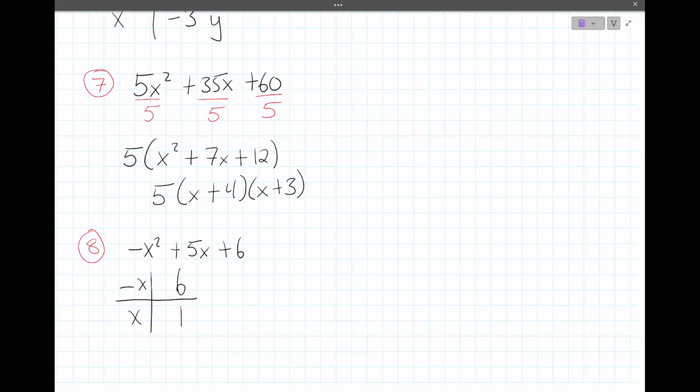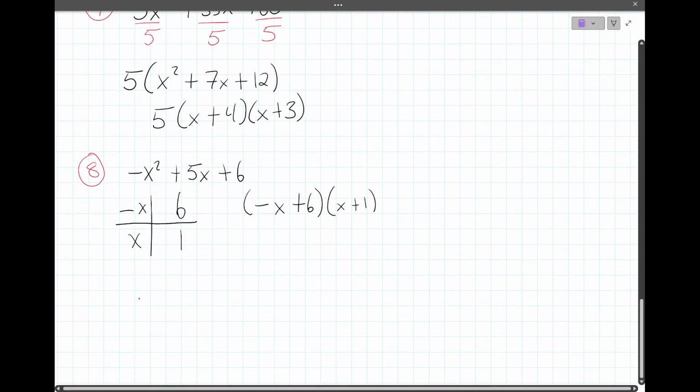Well, this is going to become negative x squared. This will become positive 6 down this column here. And then my middle will become 6x minus x, that's 5x. So I could do that. One of my factors could be negative x plus 6, and then x plus 1. So I can do that for sure.